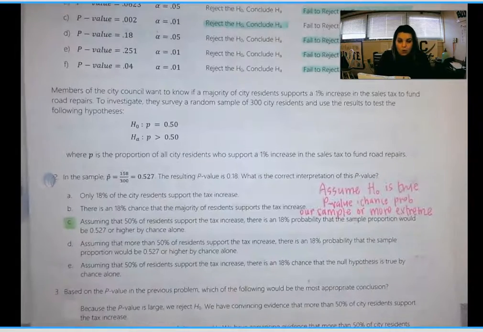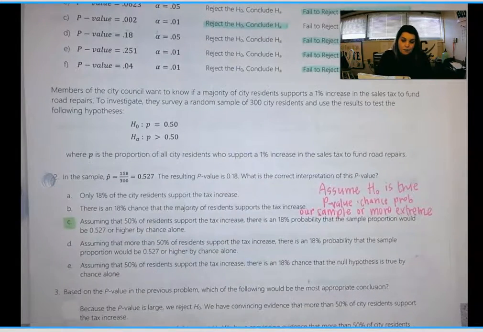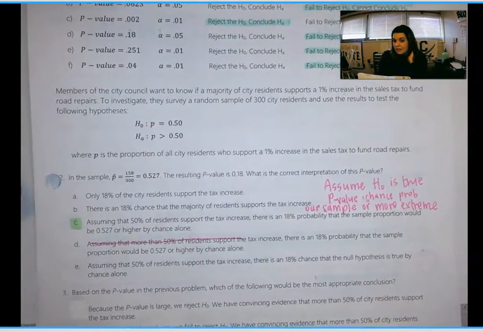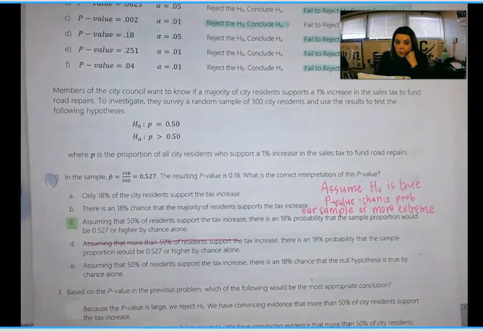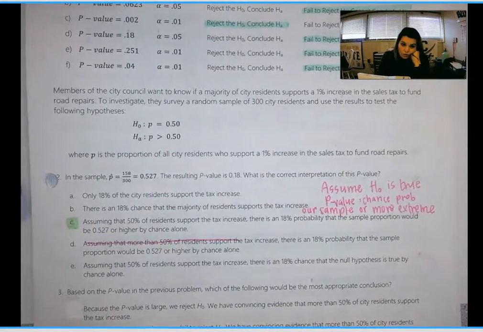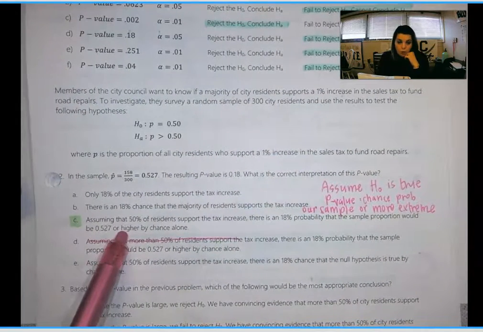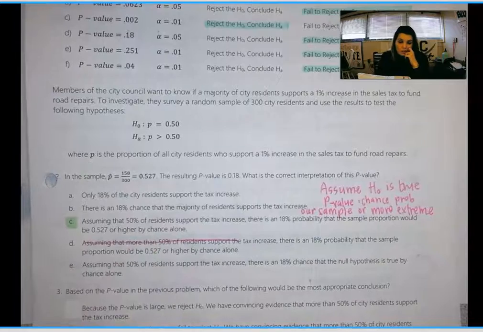So C, D, and E have that phrasing, but D has an issue because it says assuming that more than 50% support the tax increase. That's the alternative. We don't assume that the alternative is true. So then it's down between C and E, and the only one that then matches is C. We have the assume the null is true, there's an 18% probability, and that we would get the sample we got or more extreme by chance alone.